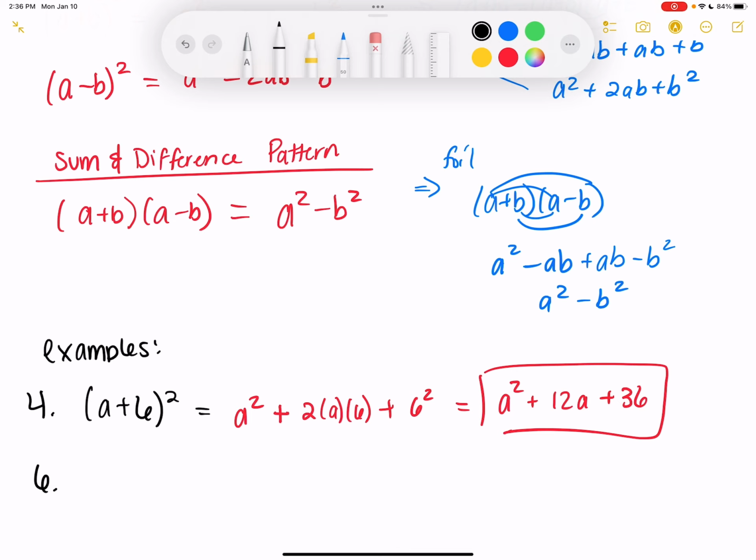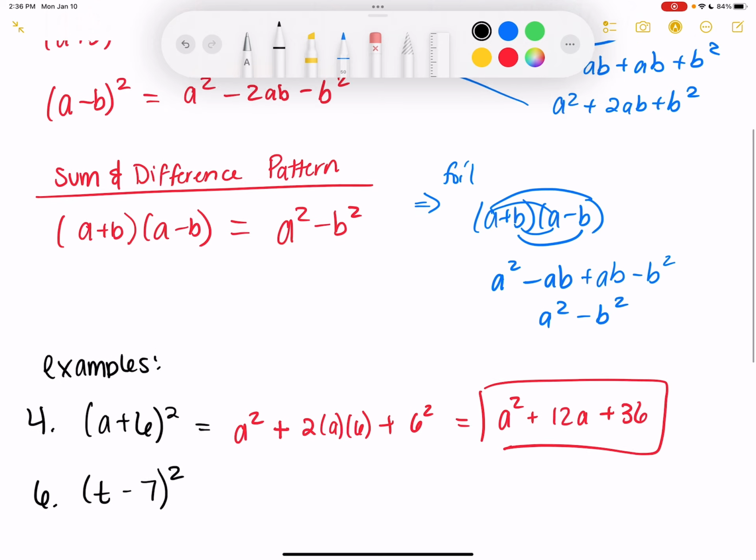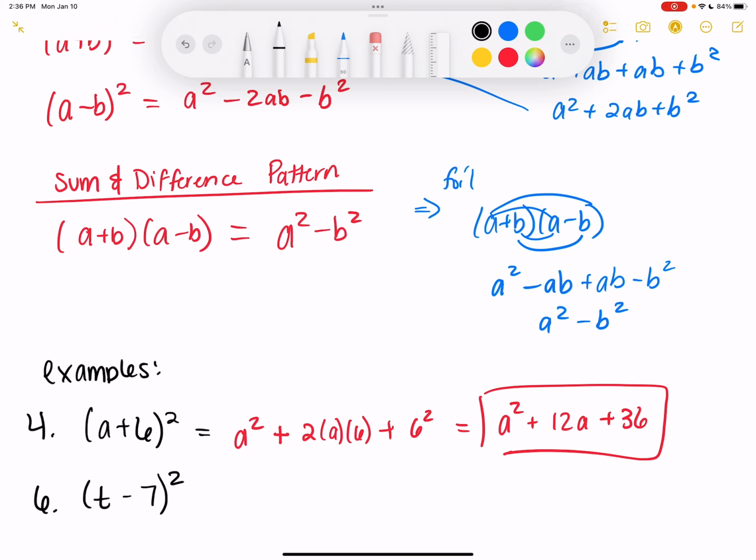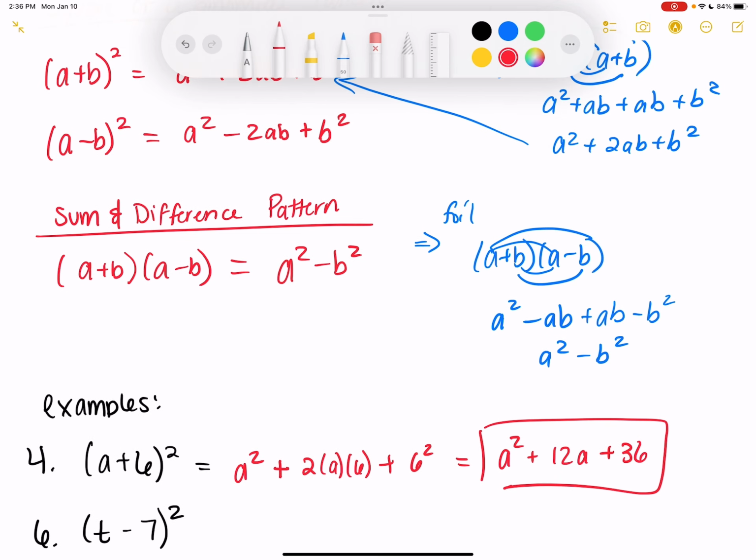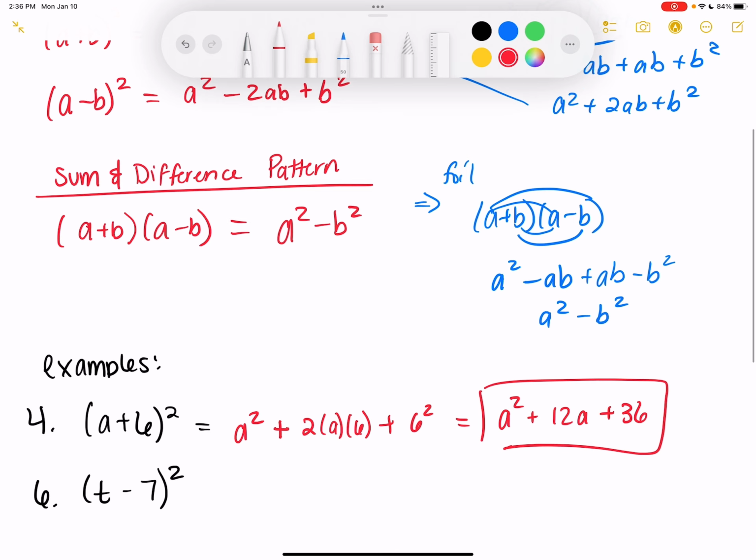All right. Number 6. T minus 7 squared. Okay. So again, it follows the same process. Also, I think I have the sign written wrong up top. Yeah, this sign. That's supposed to be a plus b squared up here. I'm not sure how I ended up writing negative, but that's supposed to be positive. Just FYI.